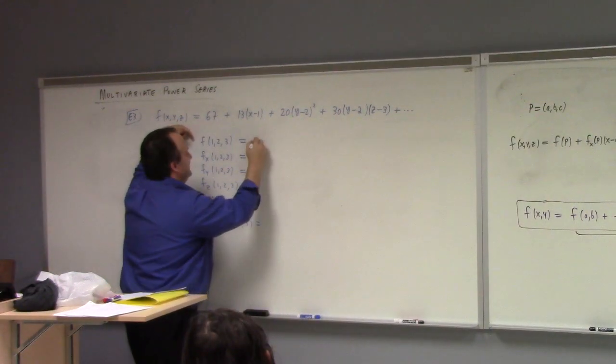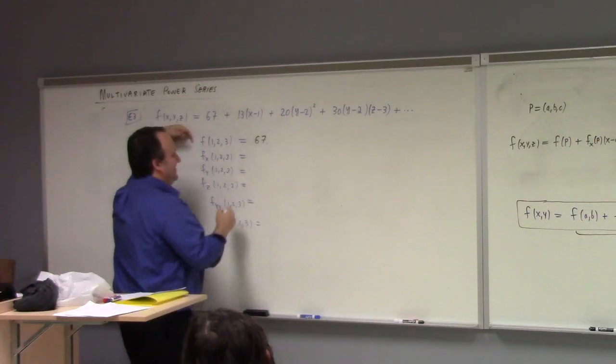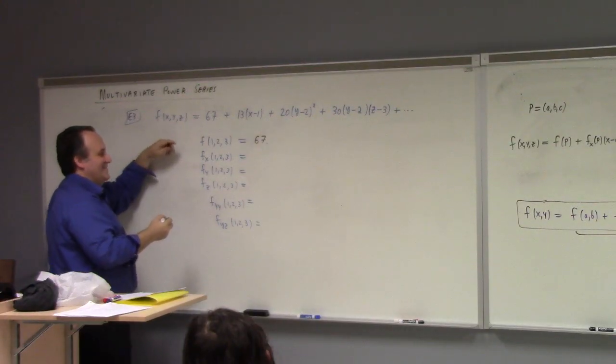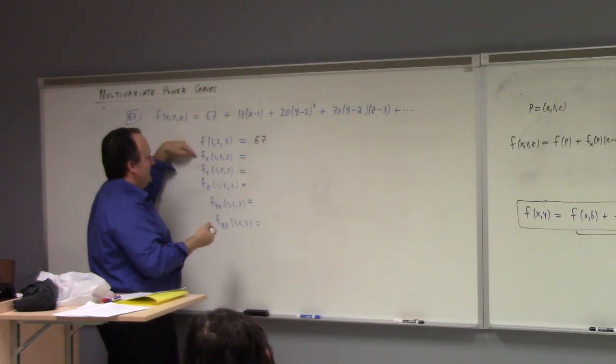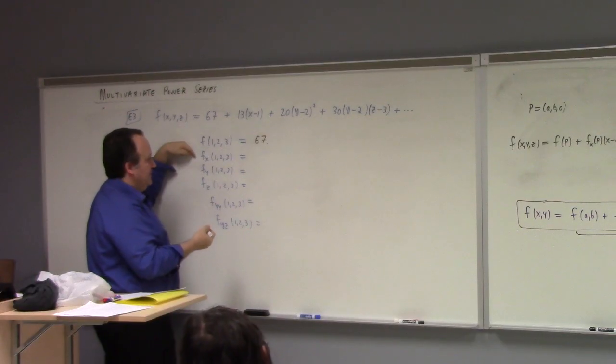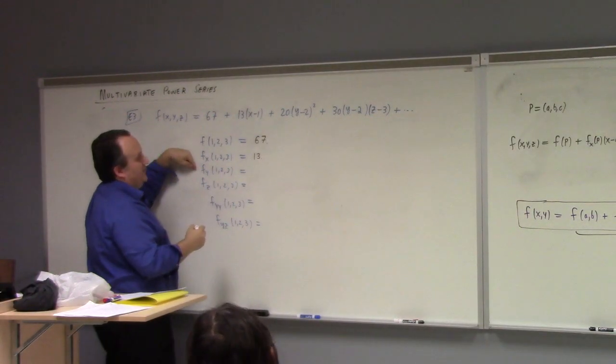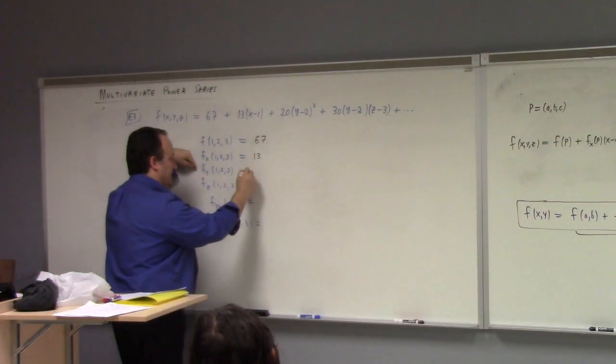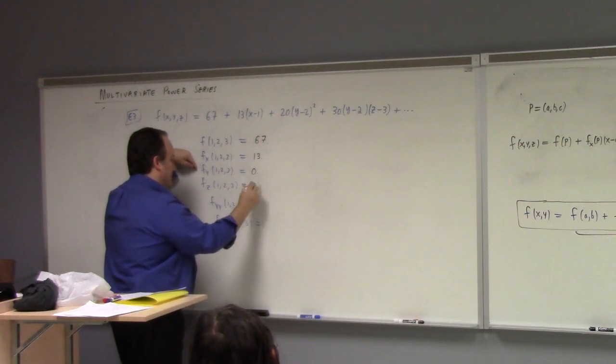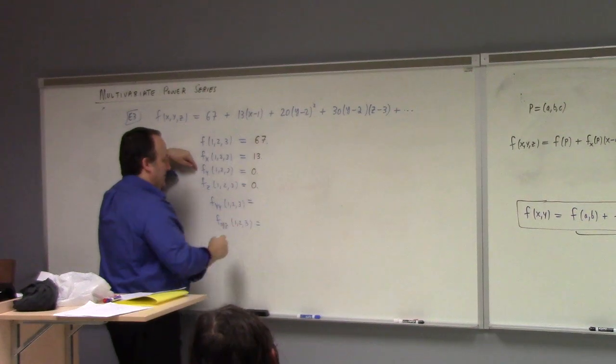F sub x is what? 13. Did you guys agree? Yep. All right. F sub y? 0. Very good. It's not there, like the wings on an elephant. F sub z also 0. F sub yy?